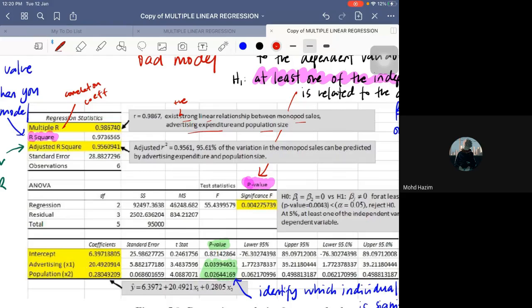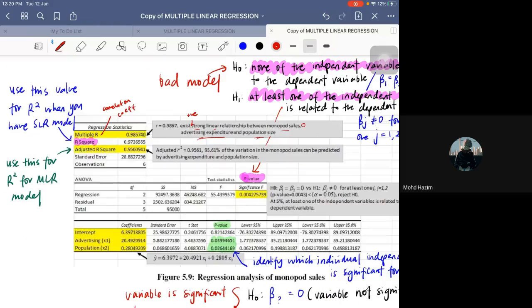So basically for this case, this is going to be our dependent variable, and these two are going to be our independent variables. The main idea I want to tell you is that for multiple R, this is where you find the correlation coefficient. But in multiple linear regression, we don't really care about the correlation coefficient. We hardly ask about that.